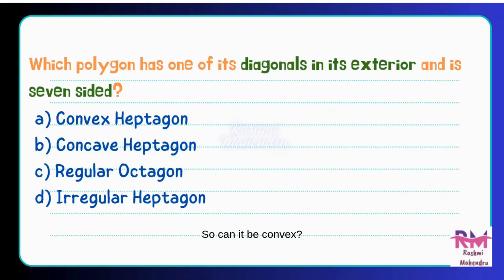So can it be convex? Should it be concave? Or will it be irregular? Irregular polygons have nothing to do with the diagonals. For irregularity, we check the equality of angles and sides. Similarly, for convex, we check the self-intersection of sides. So diagonal in the exterior is because of the reflex angle, the kink or the cave. So the correct option is concave heptagon.